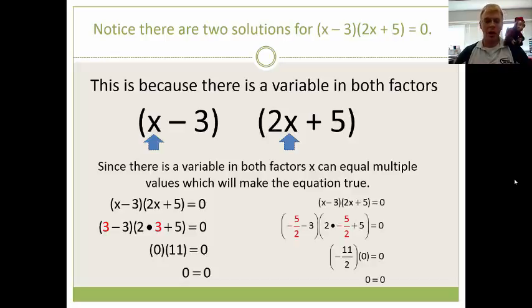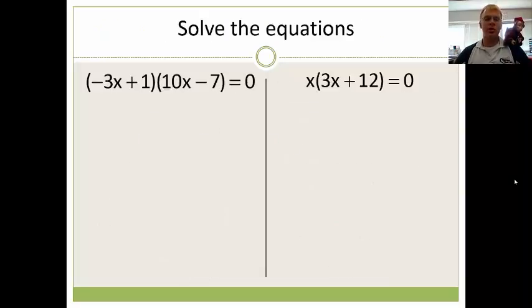That's one solution. But what happens if I plug negative 5 halves in? Well, if I plug negative 5 halves in, the first binomial simplifies to negative 11 halves, but the second one simplifies to 0. Negative 11 halves times 0 is 0, and our equation is true. So you can see, depending on which binomial could be 0, we have two different solutions here. And we have to be able to find all of our solutions when we're solving these equations. So now that we've talked a little bit about this, hopefully we're understanding it. Again, if we have questions on what we just talked about, please write them down. We'll go over them and explain more during class.